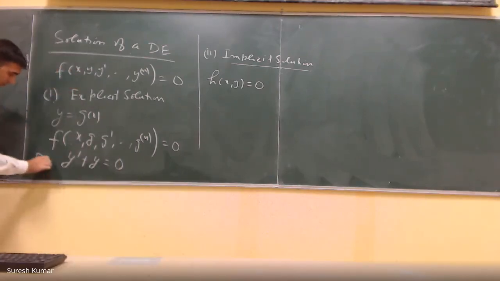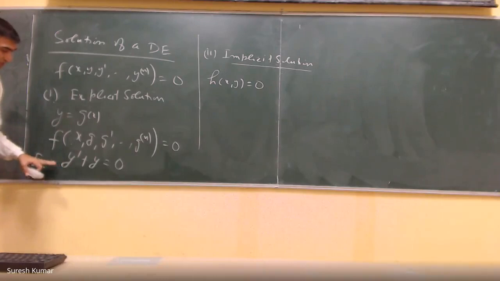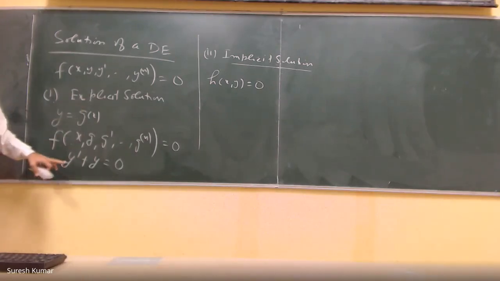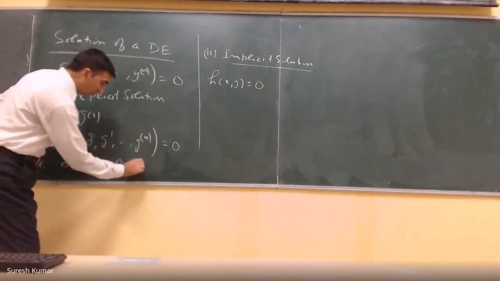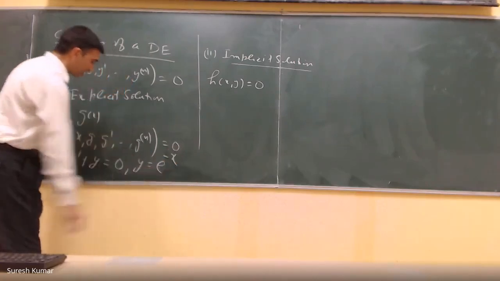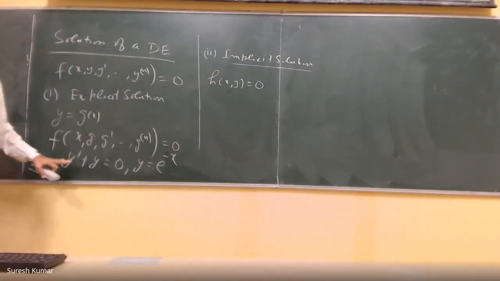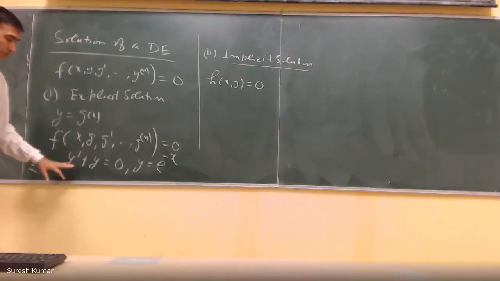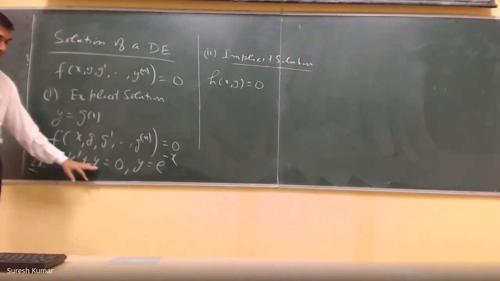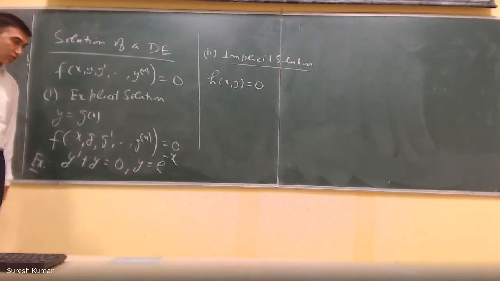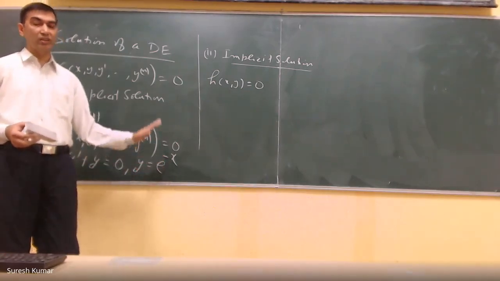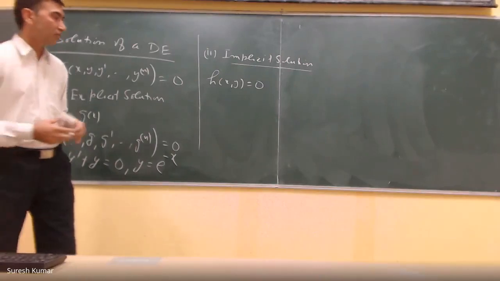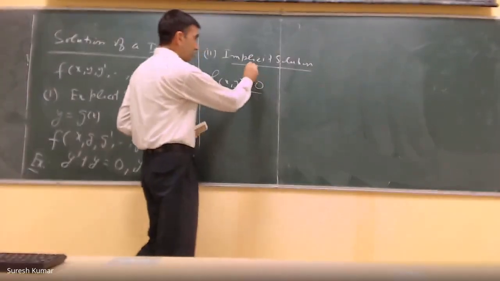I will give an example of that part also, but let's see one example for this explicit solution. y equal to e power minus x. Just check whether it satisfies this equation. Yes, it satisfies. If you substitute y equal to e power minus x into the left hand side, you get 0. So it is an explicit solution because y is explicitly given in terms of x. Now I am telling the next thing.